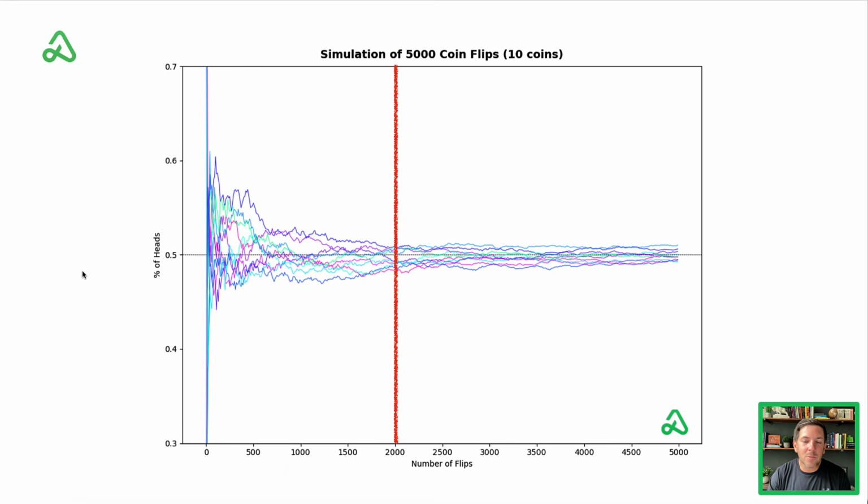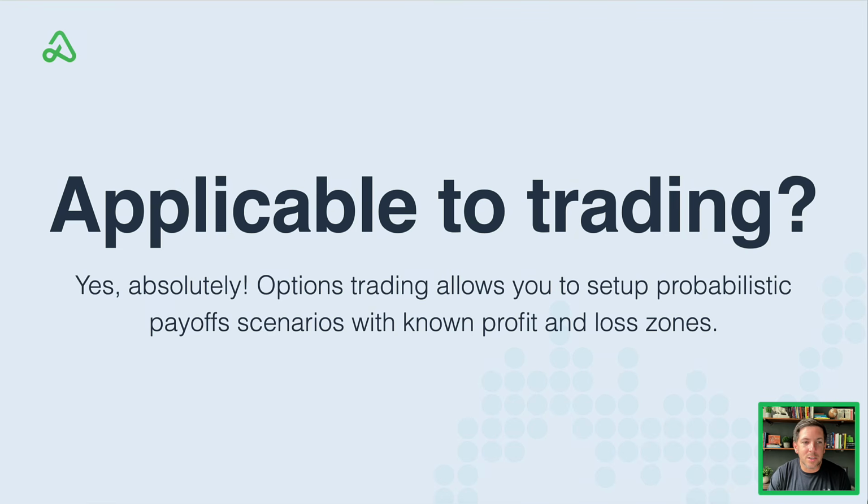And so this is why it's important, because you've got to be able to survive. You have to survive this time period as a trader. And the way you survive that time period with these random sequences of returns is through position sizing. So the next question becomes, is this all applicable to trading? All we've talked about so far is coin flips.